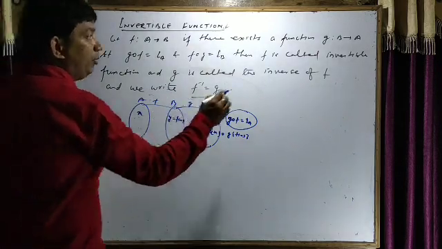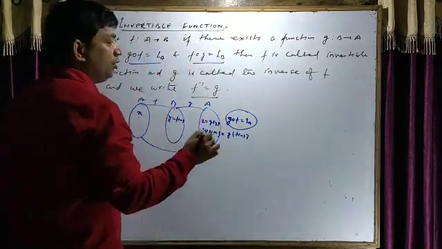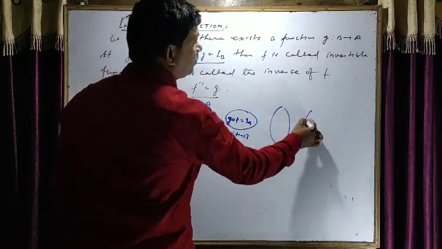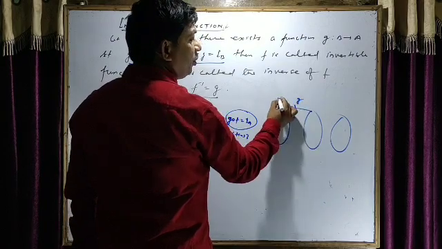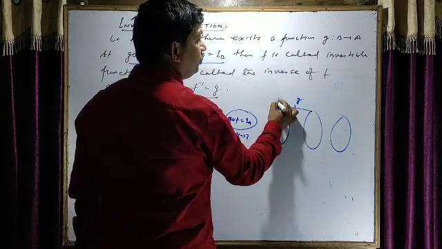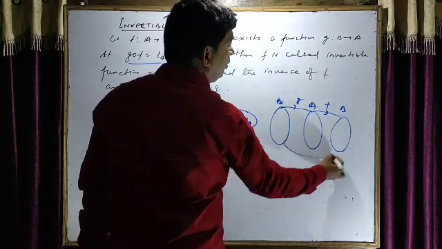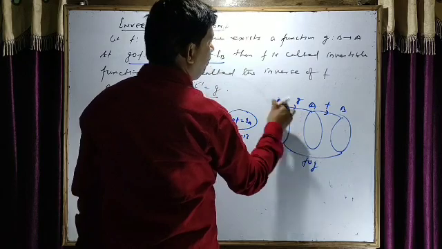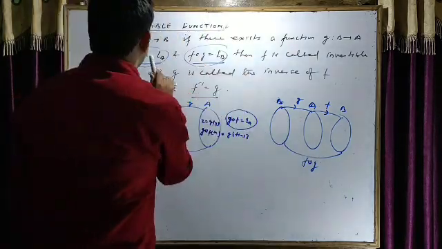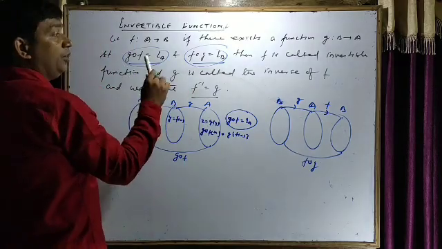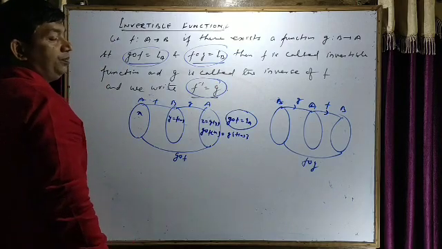And one more condition is there, gof equal to IA and fog equal to IB. So fog equal to IB means here g is a function from B to A, and this is A to B, again f, so this is fog. So if fog equal to IB and gof equal to IA, then g is called the inverse of f, and it is denoted by f inverse equal to g.